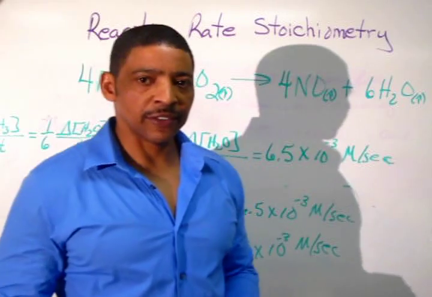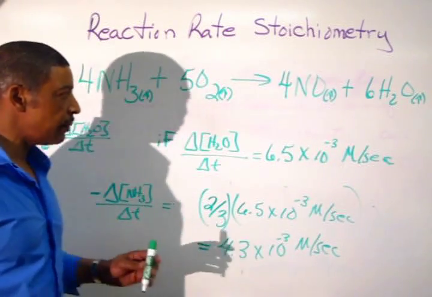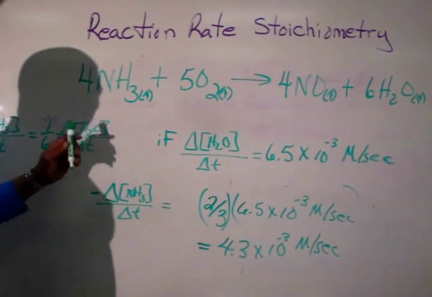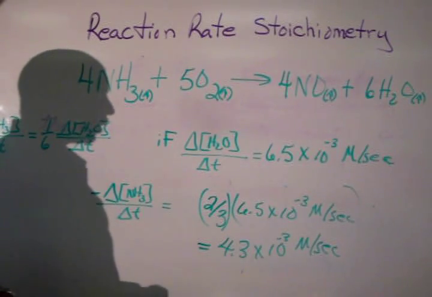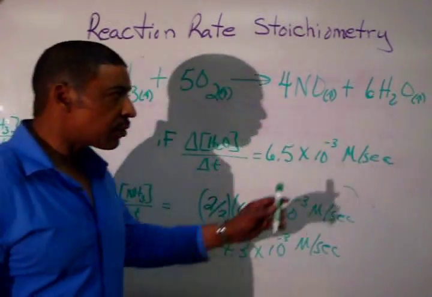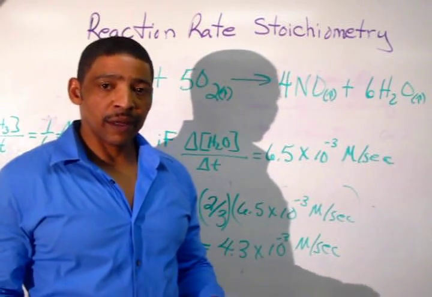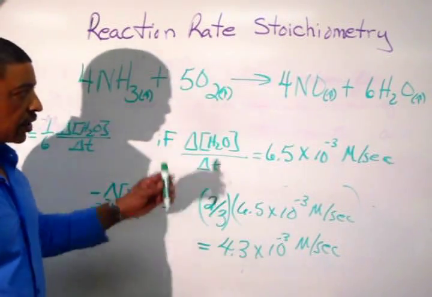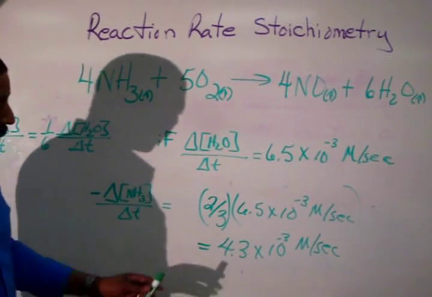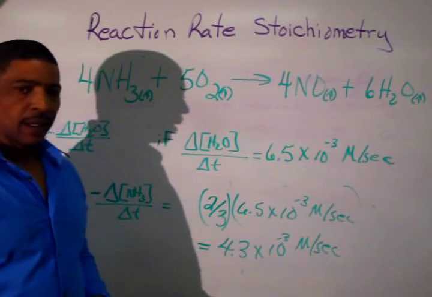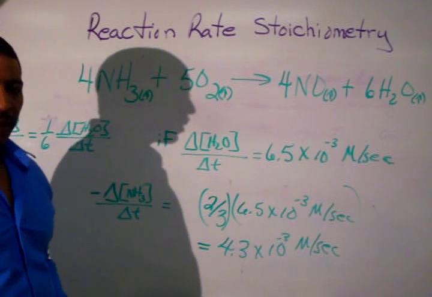This answer makes sense because in the same time period, 4 moles of ammonia are being consumed as 6 moles of water are being produced. Therefore, the production of the water will occur at a faster rate than the consumption of the ammonia.